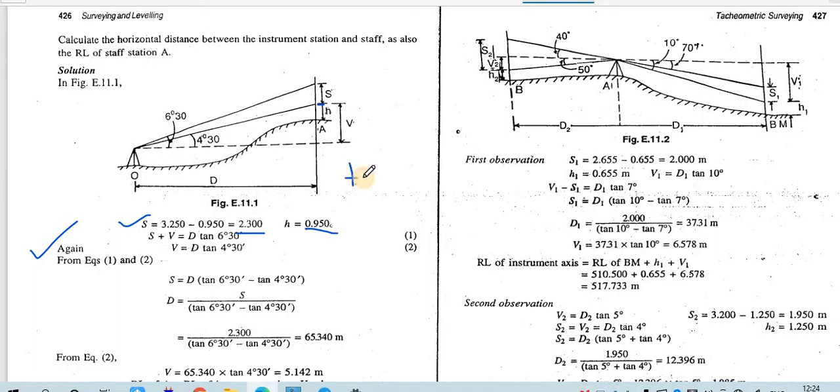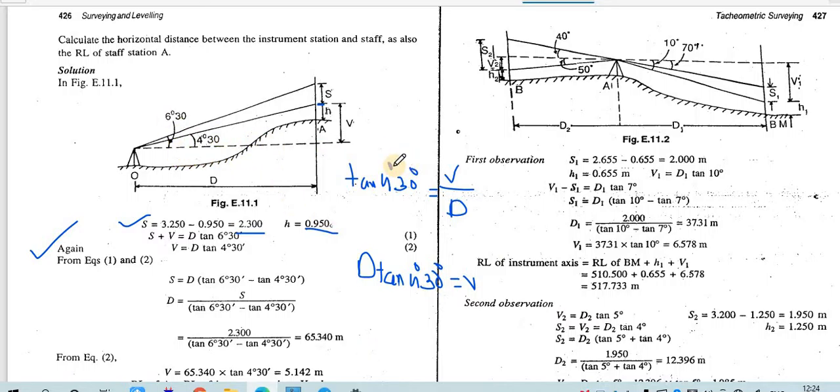So tan 4 degree 30 minutes equals to what? The smaller angle is from here to here, so the total height for the smaller triangle is V and this is D. Okay, so D tan 4 degree 30 minutes equals V. This is the first condition.